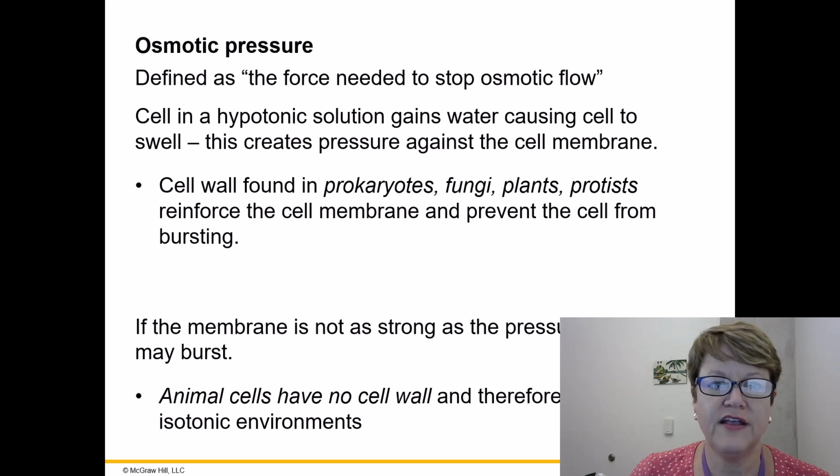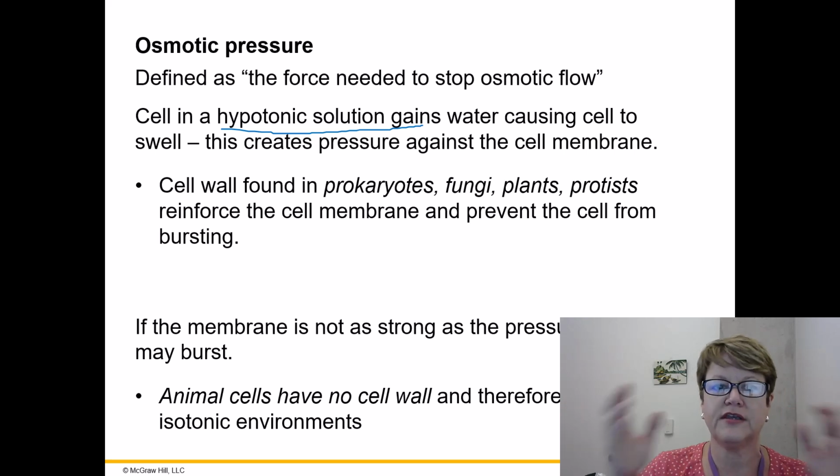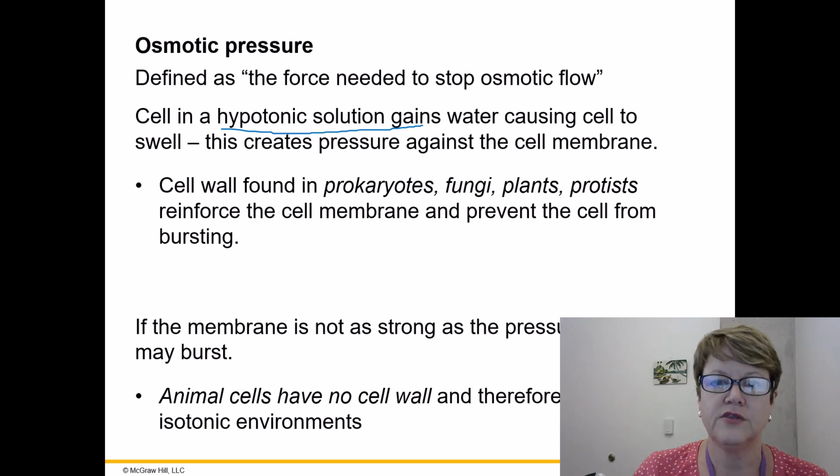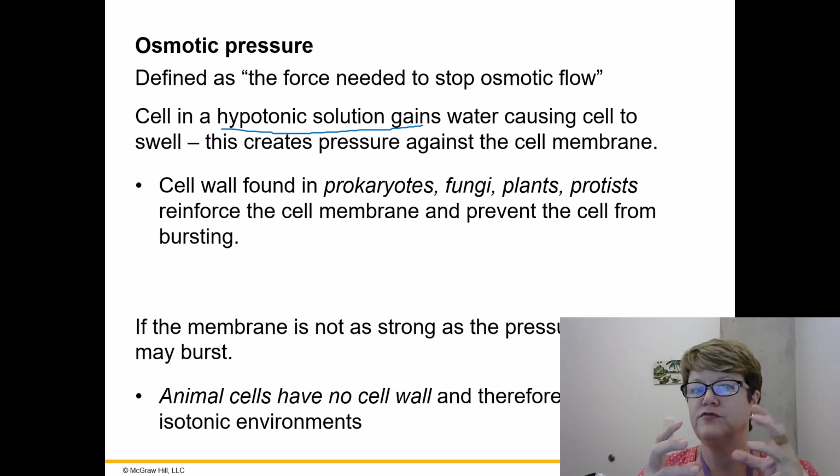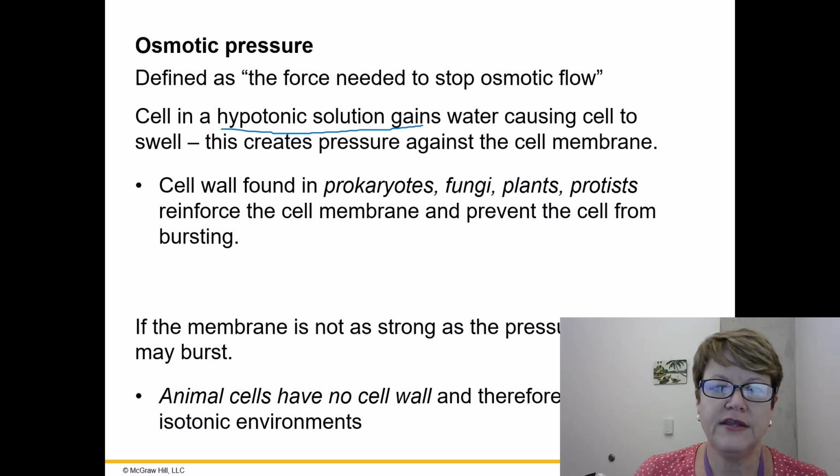Okay, so when a cell is placed into a hypotonic solution, meaning the outside solution is hypotonic compared to what's inside the cell, the water will flow in, and the cell will, like I said before, swell and maybe burst. If the cell has a cell wall, like prokaryotes, fungus, plants, and protists, then the cell will not burst. It will just become very full of water. It will get to a point where no more water can actually get in. But if the membrane can't hold and there's no cell wall, like in animal cells, the cell will burst if the water keeps coming in.